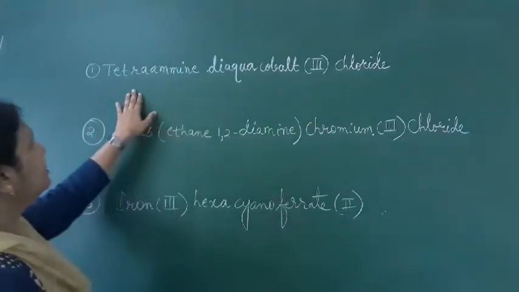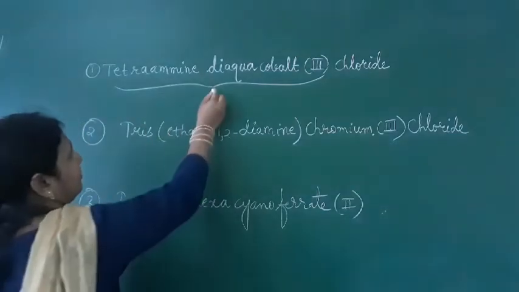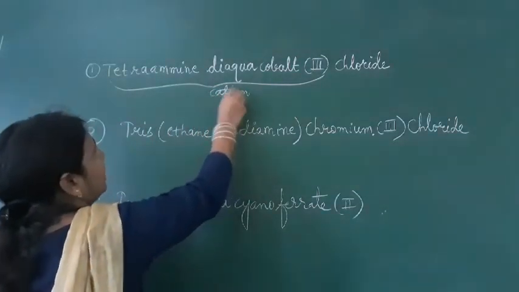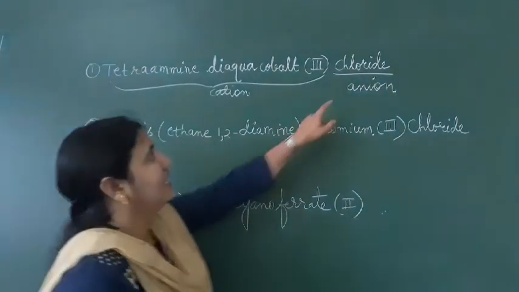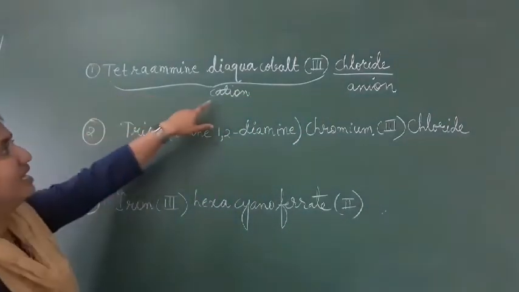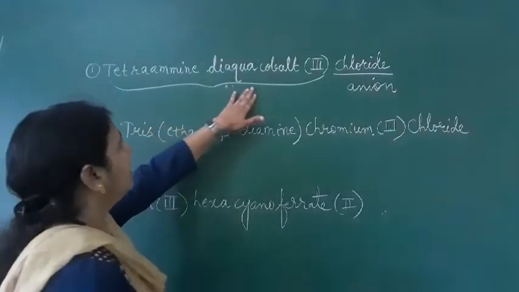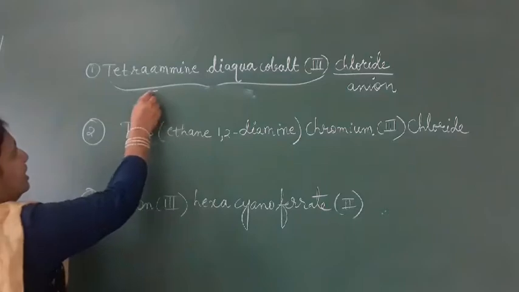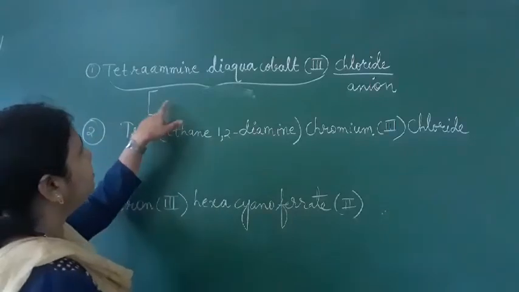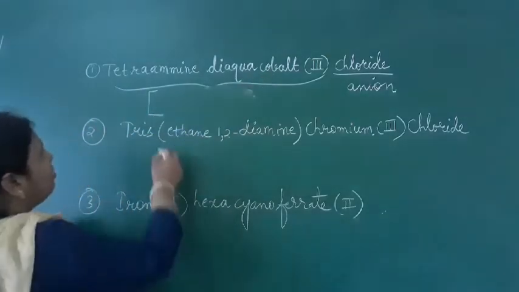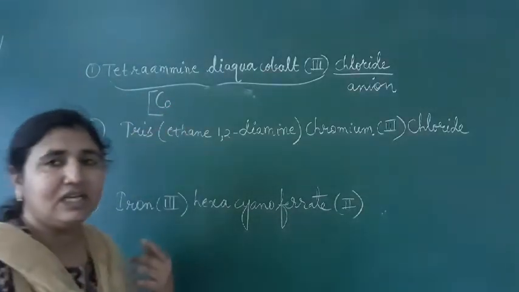Same here, we have to write first cation and then anion. So in this case, this tetraamine diaqua cobalt, this whole thing is a cation, and this chloride is a simple anion. This is our complex cation. So first we have to write the complex cation. This complex cation is written in square brackets. In the square bracket, first we have to write the metal symbol. Cobalt is there, so we write the cobalt symbol. First metal, cobalt symbol we have written. Next you have to write the ligands.